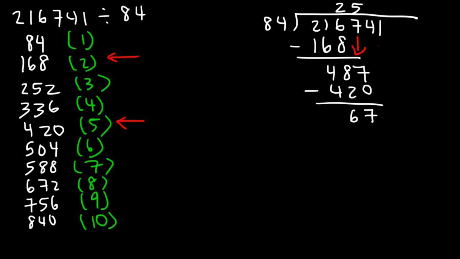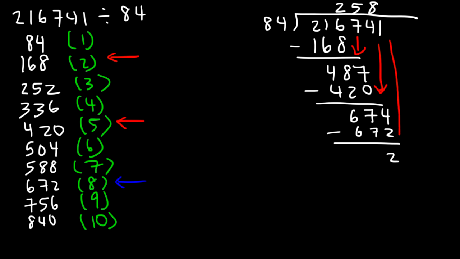Now let's bring down the 4. So how many times does 84 go into 674? Well, 756 is too much, but 672 is just under 674. So it goes into it 8 times. 84 times 8 is 672, and the difference between the two numbers is 2. So now, we need to bring down a 1. How many times does 84 go into 21?